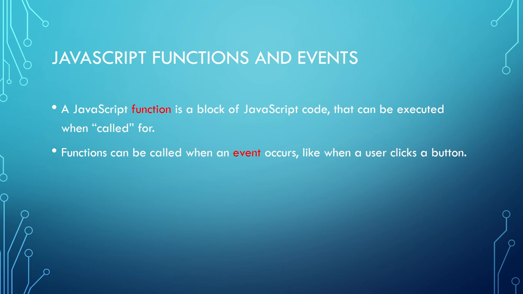Alright, JavaScript functions and events. So a JavaScript function is a block of JavaScript code that can be executed when called for. Functions can be called when an event occurs, like when the user clicks a button.